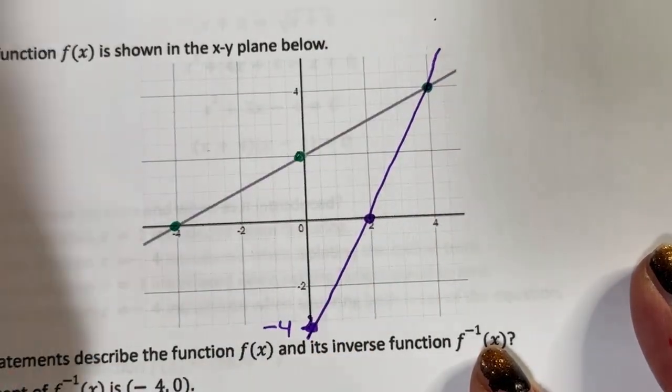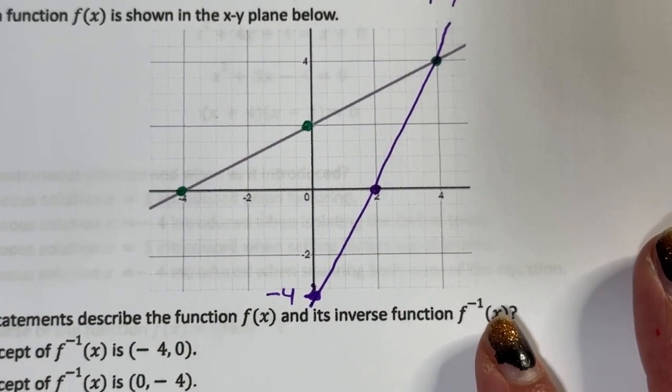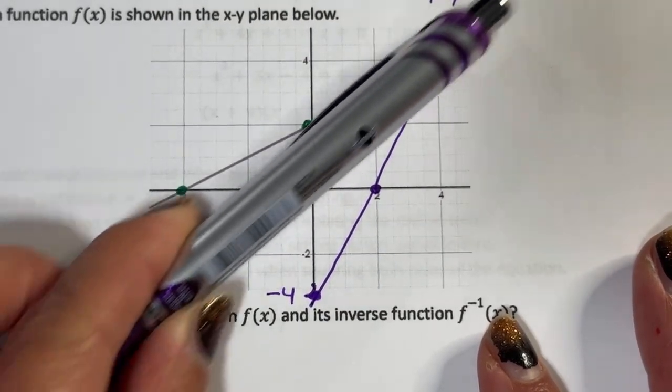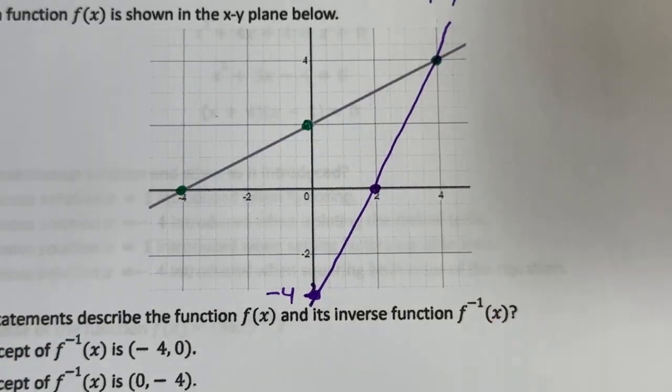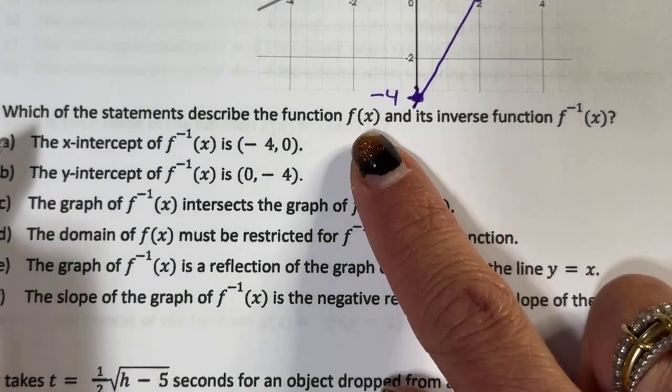So here's f inverse. Okay, so two lines are going to crisscross, and of course they're reflected over the line y equals x, because that's why we Freaky Friday. And here we go. Now we've got to figure out which statements describe the function f of x and its inverse.